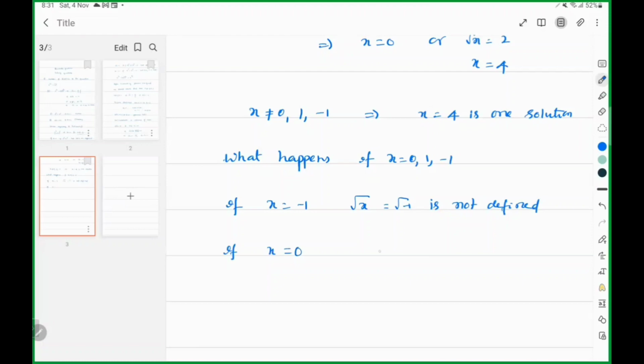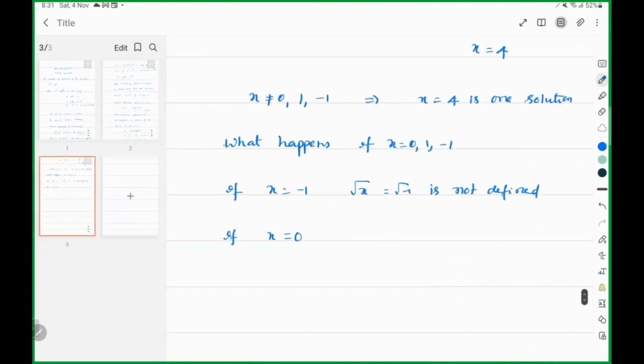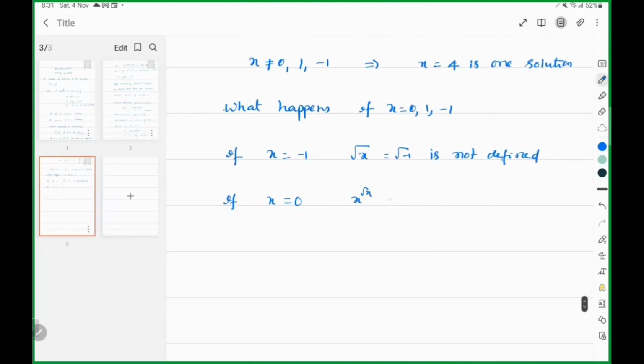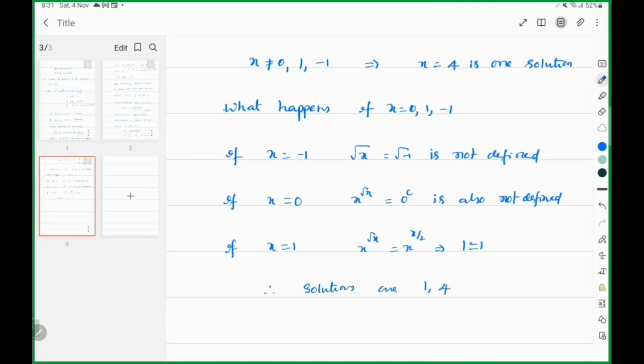If x is 0, x power root x, which is 0 power 0, is also not defined. If x is 1, the given equation obviously satisfies, since 1 equals 1. Therefore, solutions are 1 and 4.